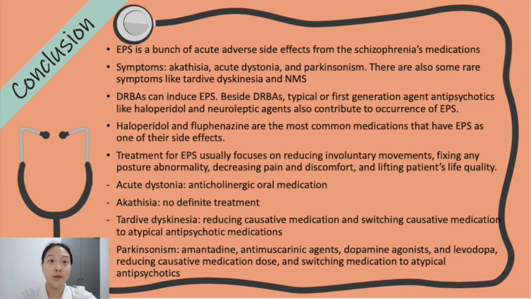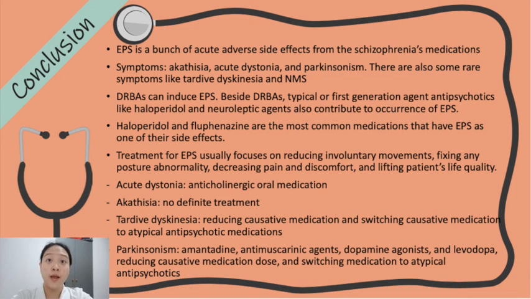Neuroleptic medications could be used to treat psychotic symptoms in schizophrenia. EPS is a group of acute adverse side effects from schizophrenia medications. These side effects could happen when the dopamine receptor blocking agents, or DRBAs, are being processed in the body. The first symptom of EPS is akathisia, the second symptom is acute dystonia, the third symptom is Parkinsonism, and there are also some rare symptoms, for example, tardive dyskinesia and neuroleptic malignant syndrome.